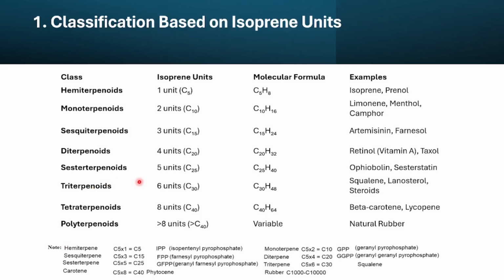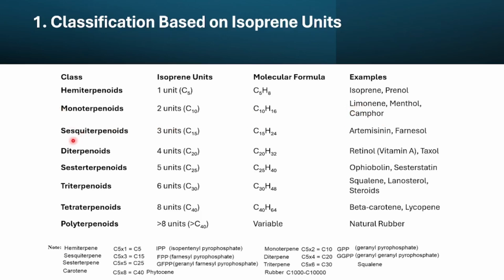Classification based on isoprene units. When there is a simple one isoprene unit, the molecular formula is C5H8. Example of hemiterpenoids is isoprene, prenol. When two isoprene units combine, the molecular formula is C10H16, called the monoterpenoids, and the examples of monoterpenoids are limonene, menthol, and camphor.